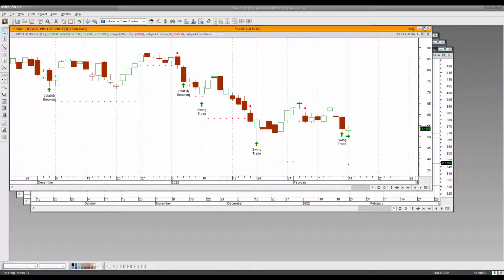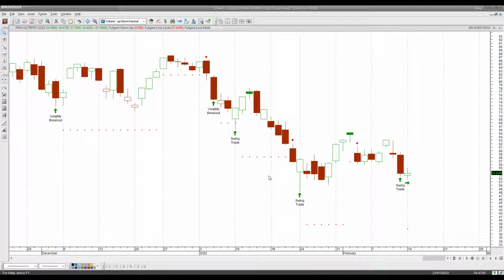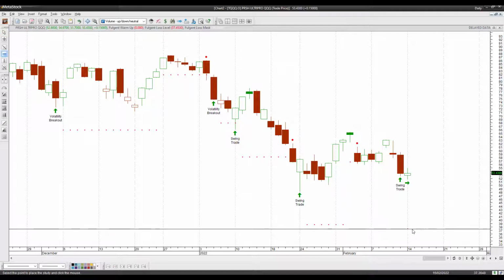Now jumping into the TQQQ, the 3 times leveraged ETF of the NASDAQ 100 QQQ ETF. We had a nice little swing trade there back at the end of January. That hit the trailing stop, and then we've got a new swing trade. And note how wide the AI's put the trailing stop loss, just below the $38 level.